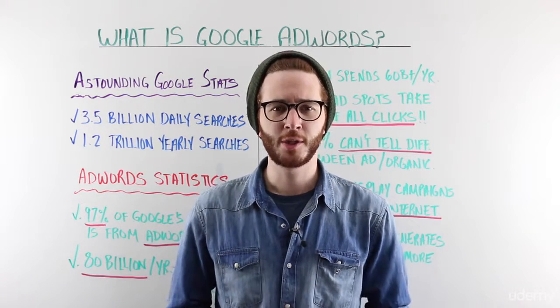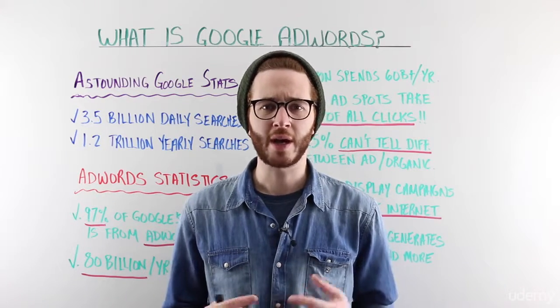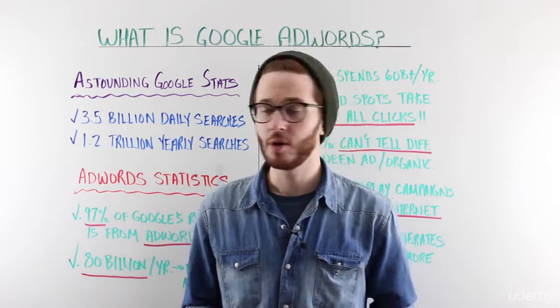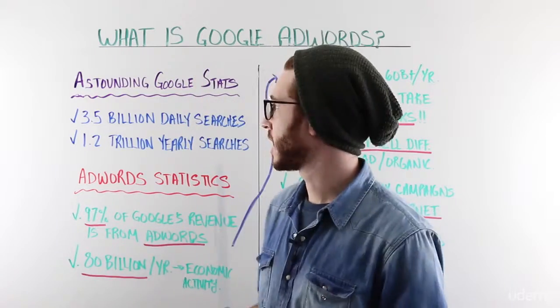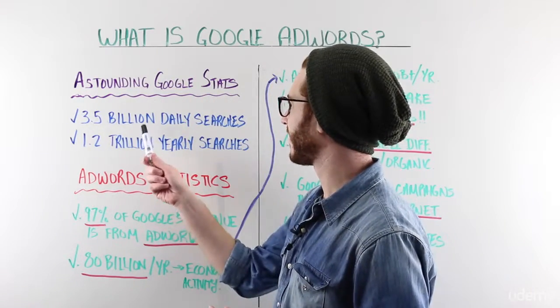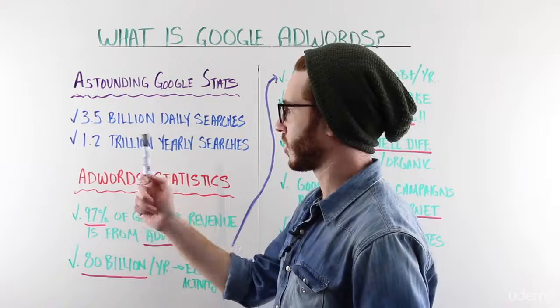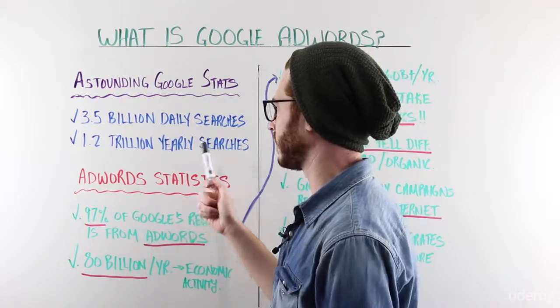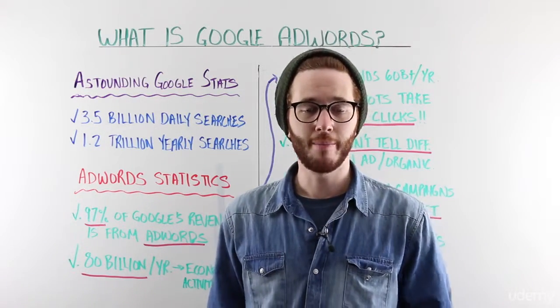In this section I want to talk to you a little bit about what Google is and what AdWords is. So as you know, Google is a major search engine generating 3.5 billion daily searches, which translates into 1.2 trillion yearly searches. So that's a major search engine.